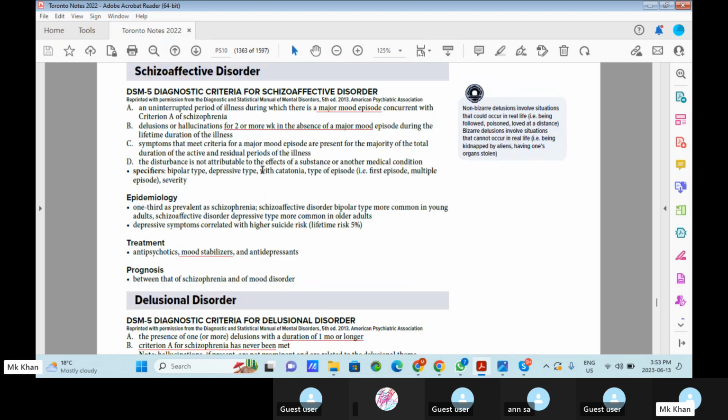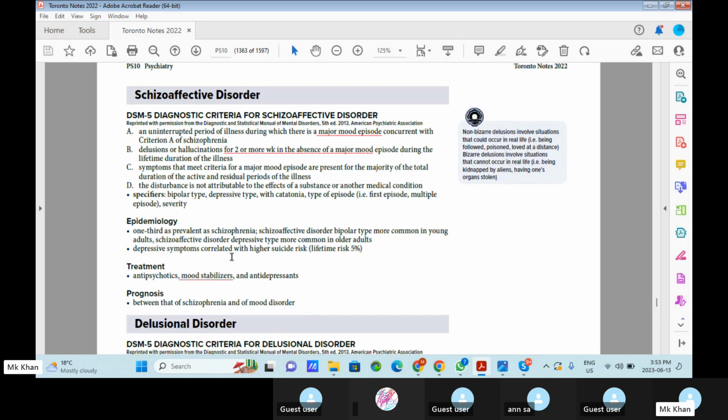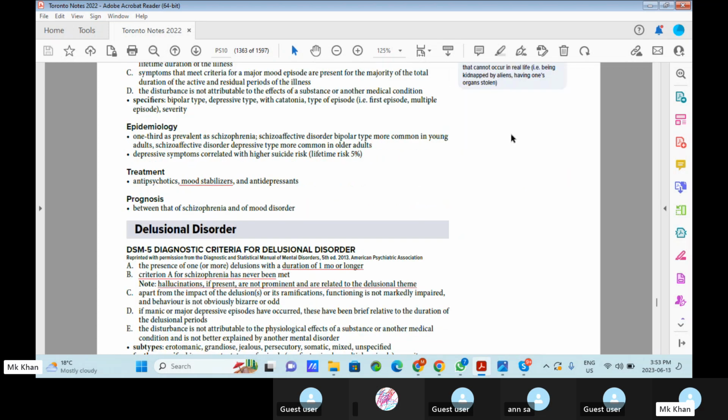And then what is the treatment? Because it has the major mood episode, we use antipsychotics, mood stabilizers are also given, and antidepressants accordingly if the patient has depressive symptoms. Then non-bizarre delusions involve situations that could occur in real life, like being followed, poisoned, or loved at a distance. Bizarre delusions involve situations that cannot occur in real life, like being kidnapped by aliens. So the patient can have non-bizarre ones and bizarre ones. So this is just the difference between these two.